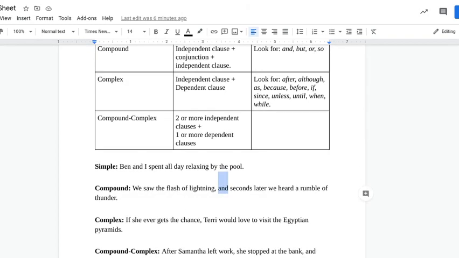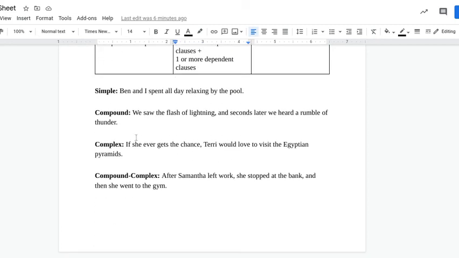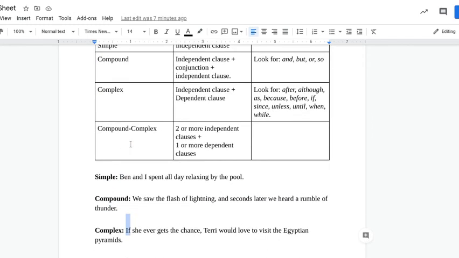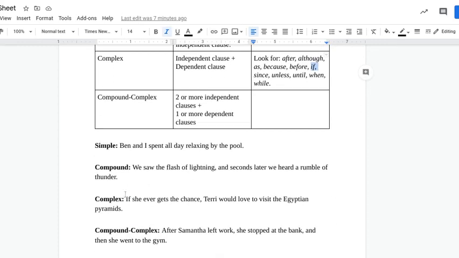Now, complex, we're looking for all of these nice little words, you guys might know them as transition words or introductory words. You're looking for those guys, and an independent clause and a dependent clause. So, if she ever gets the chance, Terry would love to visit the Egyptian pyramids. All right, so Terry would love to visit the Egyptian pyramids can stand on its own, which means it's independent. And if is one of those introductory words that we were looking out for. So we know that we're looking at a dependent clause right here. Therefore, this is a complex sentence.